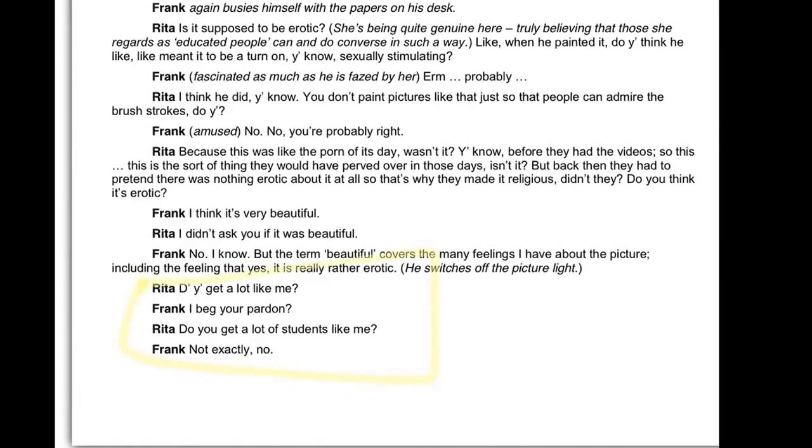"I beg your pardon?" "Do you get a lot of students like me?" "No, not exactly. No." And so then we have at the end here that the person who set this for you is intending for this last line to complete, to wrap up the entire piece. So when you go back and reread the whole thing, you go back and read it in light of that ending.